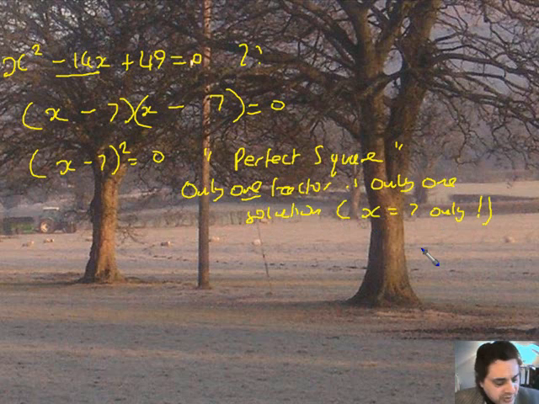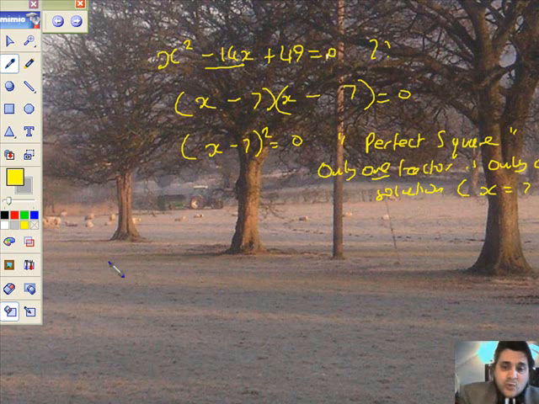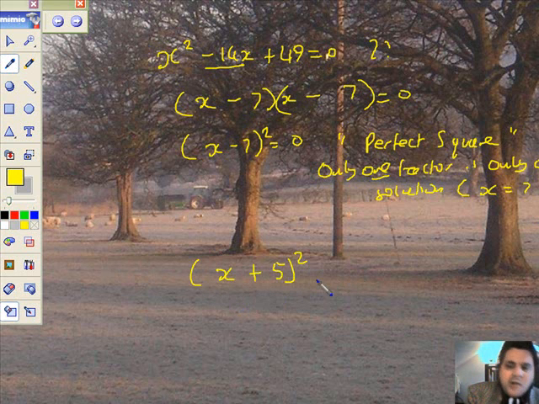Write down another quadratic equation that has only one solution. Alright, there's loads. If I start off with something like x plus 5, just for the fun of it, I know that's got one solution, because x is going to be minus 5. Right, we know that, but it wants the fully expanded and simplified version.